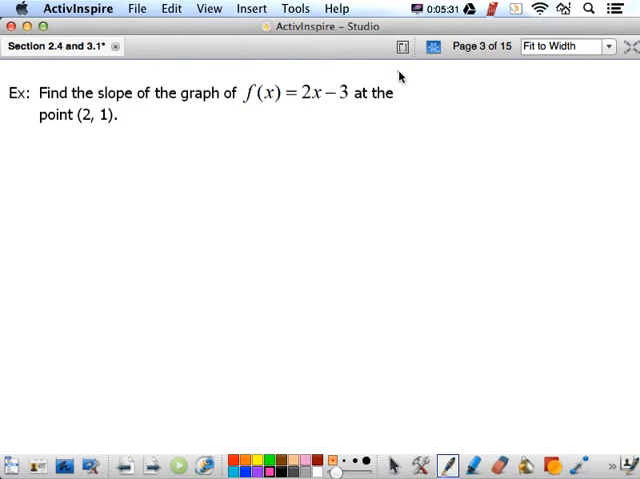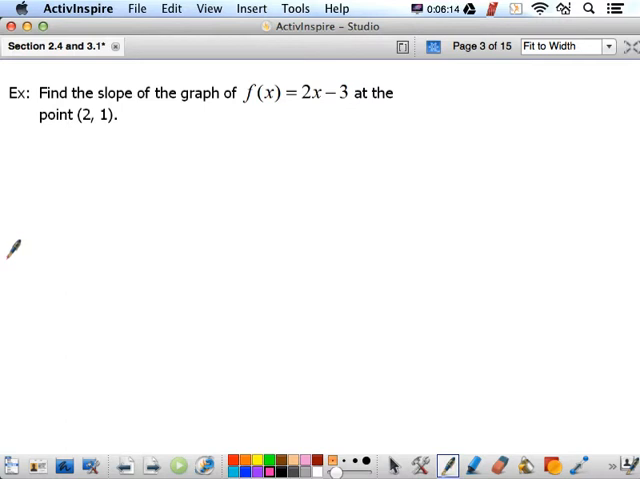For our first example, we'd like to find the slope of the graph of f of x equals 2x minus 3 at the point (2, 1). Now before we launch into this, what kind of graph is it? f of x equals 2x minus 3. What's its shape? It's a straight line. And the thing about lines is that they have the same slope everywhere you go. It doesn't matter which point you pick, they're going to have the same slope everywhere. So before we even work this problem, we know the answer. What is it? 2. We know the slope is 2.